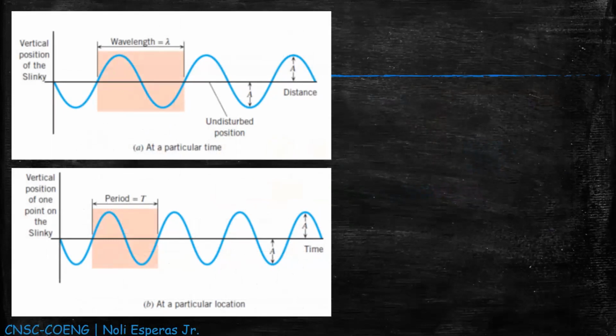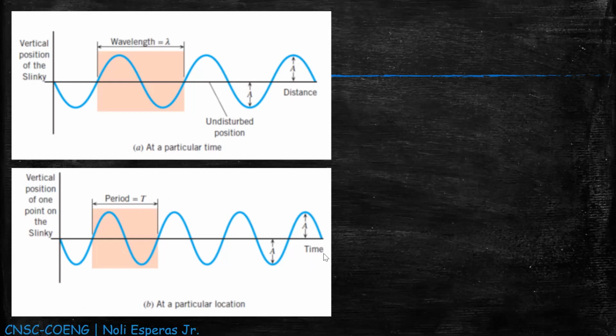So here, the figure is the graphical representation of a transverse wave. One cycle of a wave is shaded. A wave is a series of many cycles. In the figure above, the vertical position of a point corresponds to the distance along the length, while the figure below illustrates the vertical position of a point with respect to the instant of time.